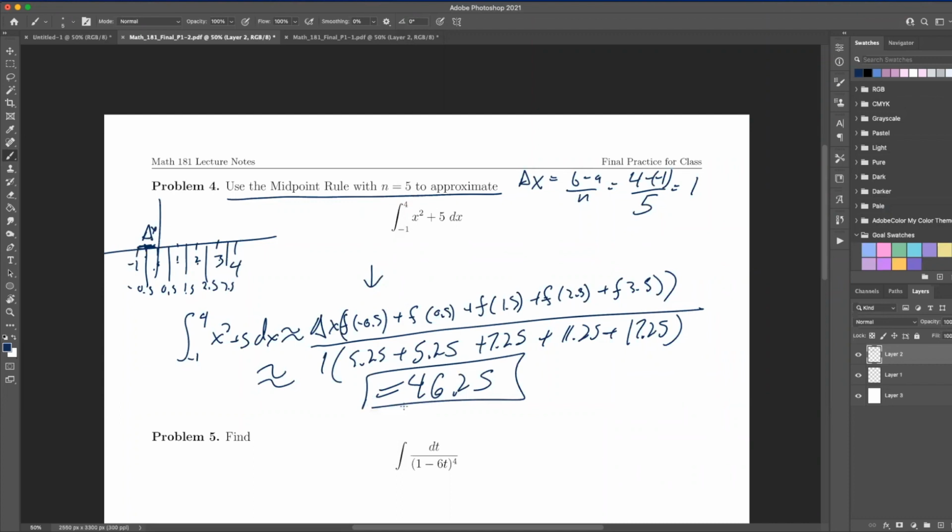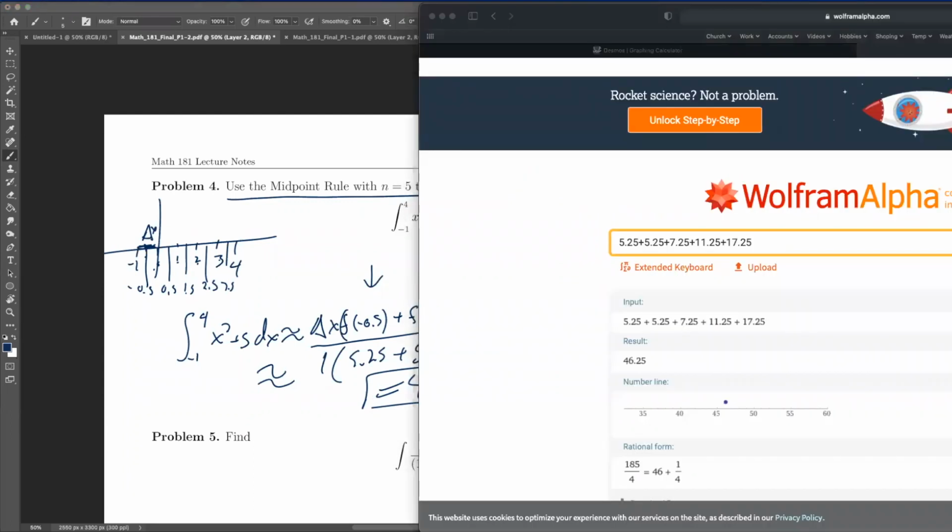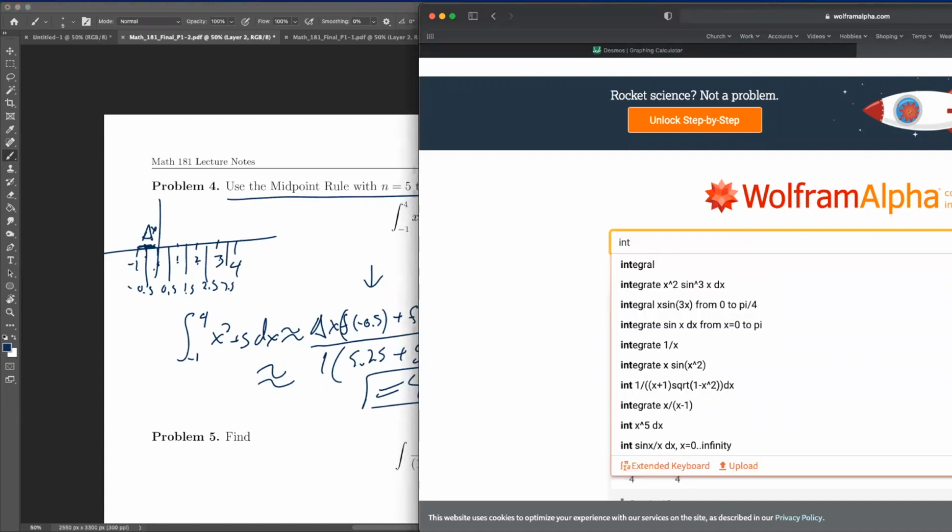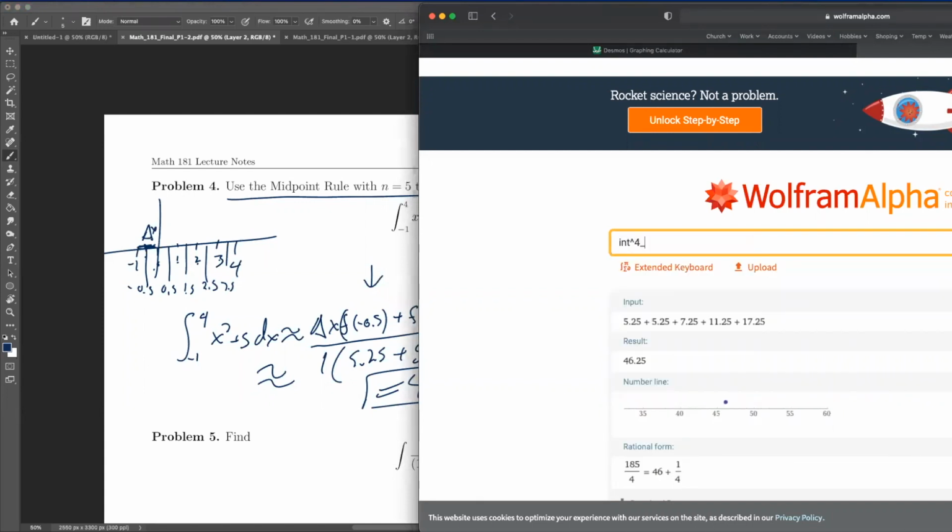Now, how do you check if you did this right? Well, just take the real integral and see how close it was, right? So let's take the actual integral here. I'm going to do that real quick. I'm going to type in int, a caret for 4, the underscore for negative 1. You want to probably put this in parentheses. I'm going to hit x squared plus 5 dx.